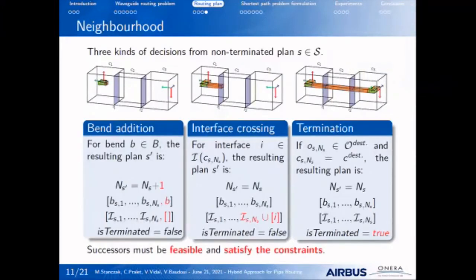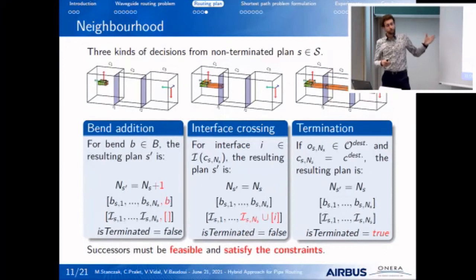From a feasible non-terminated plan, there are three kinds of possible decisions. We can extend the routing plan by applying a new band, by crossing an interface, or by terminating the plan. The resulting plan of each of these decisions can be easily formulated with the definition of a routing plan. So the successors of the plan are the feasible plans that satisfy all the constraints and that result from one of these decisions.